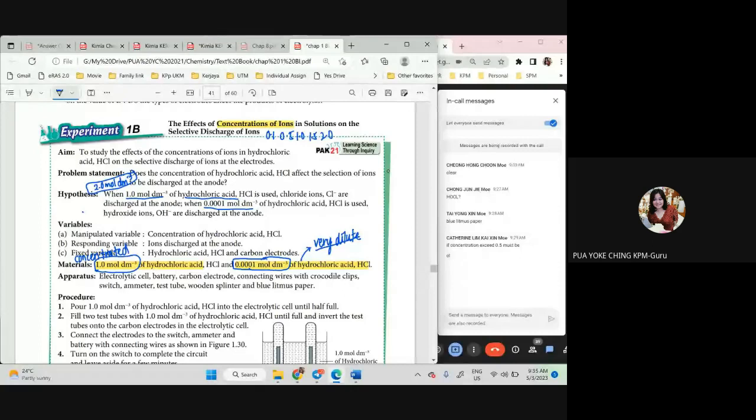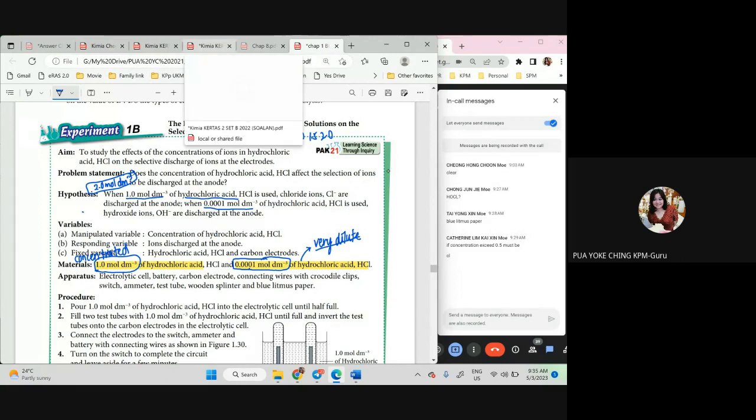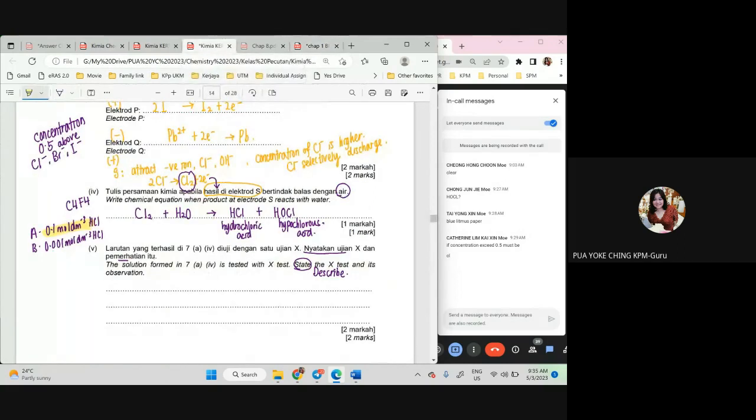Okay? When you are asked to suggest, you must remember the value that you give must be logical and can be carried out in lab. Okay? So, this is effect of concentration. Okay, so kita sambung sini ya. So the last one, this is to describe. So the product of, when the Cl2 product reacts with water, you will get hydrochloric acid and hypochlorous acid. Dua ini akan dapat litmus paper.